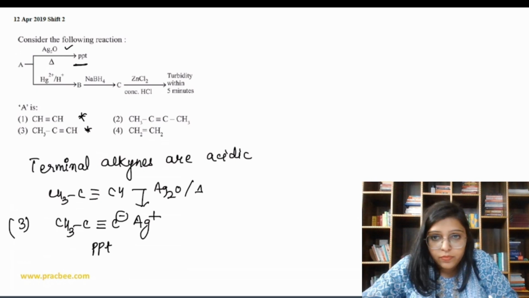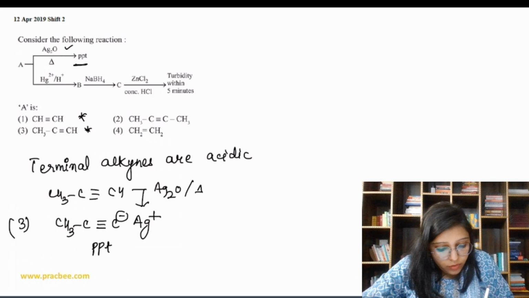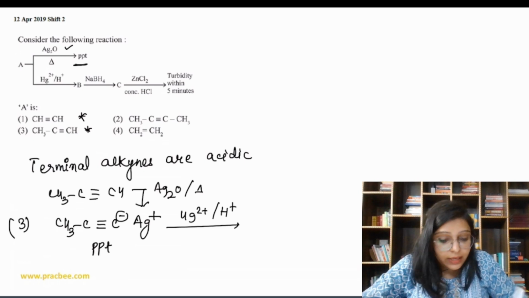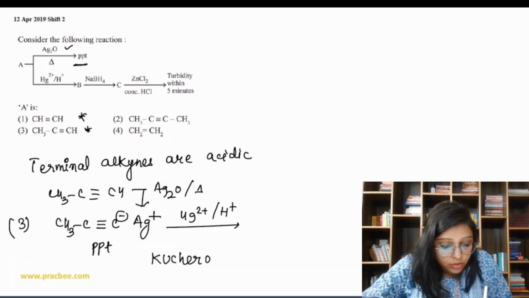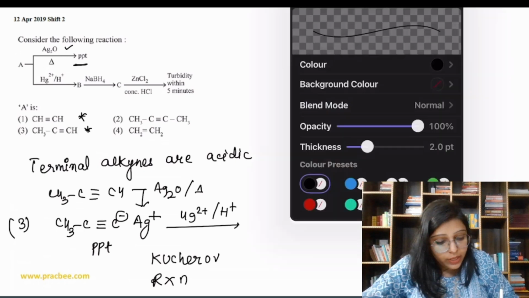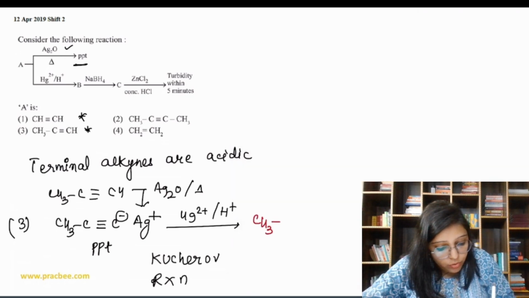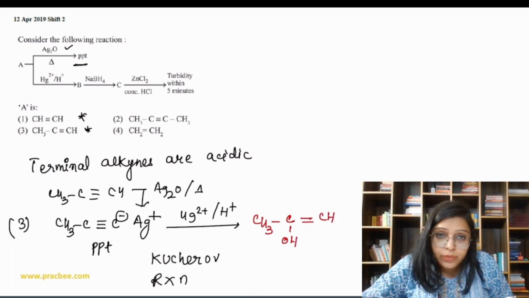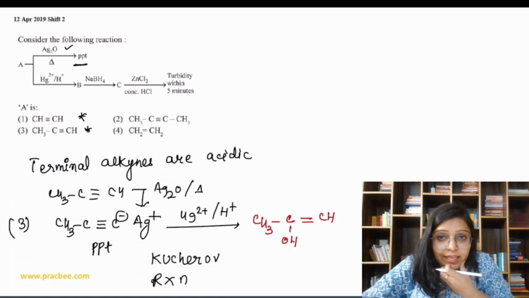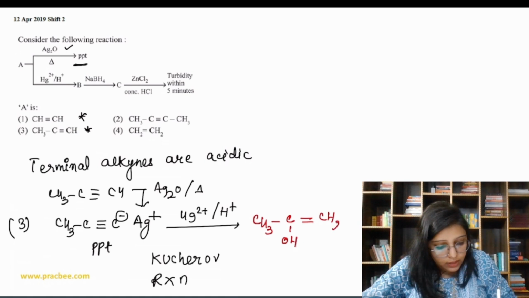Then we have Hg2+ and H+. So simply hydration of alkynes, which is the Kucherov reaction. So what happens in that? We have to do Markovnikov addition. So double bond CH. Double bond CH. It will basically become CH2. C minus is there, and CH is there, so it becomes CH2.